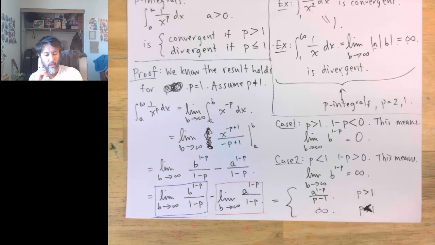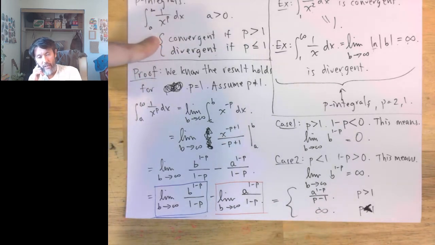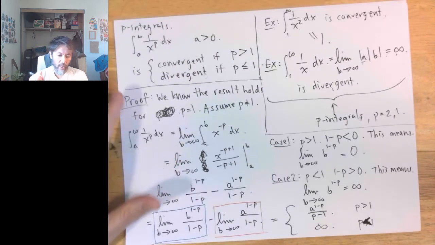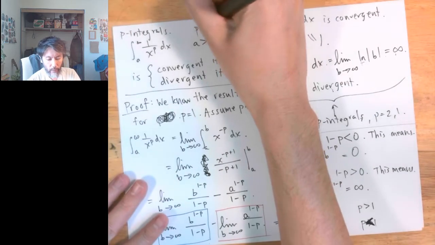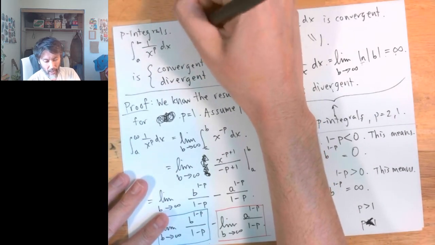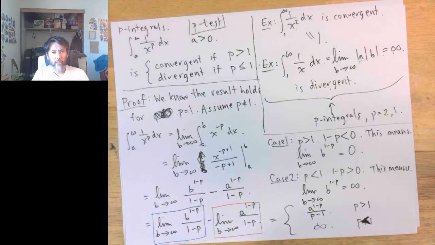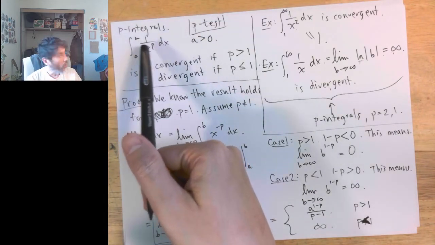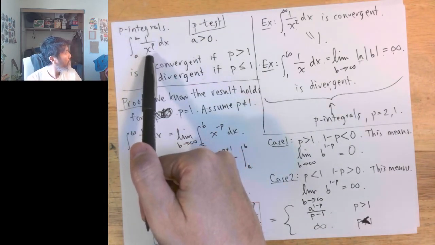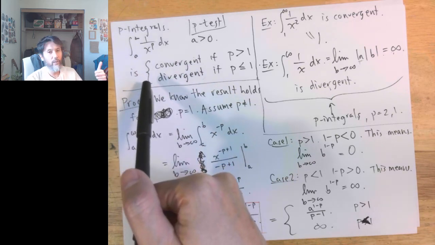Okay? So that proves the truth of this statement. And this statement here we are going to call the P-test. I know, haha, P-test, but that's what we're going to call it. Okay? And it gives us conditions on when this improper integral here is convergent and when it's divergent.